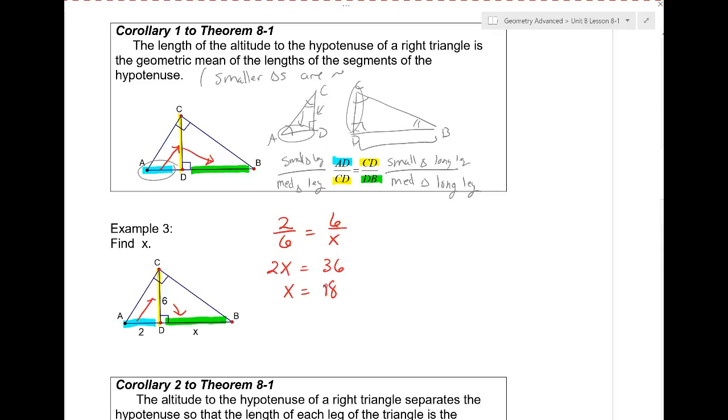Yes, ma'am? Will our triangles always be set up working like this? Oh, don't worry. I have a lot more examples later. All right. This is just to get the idea across.